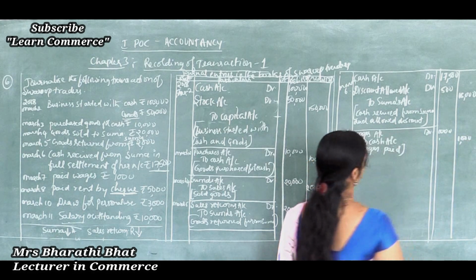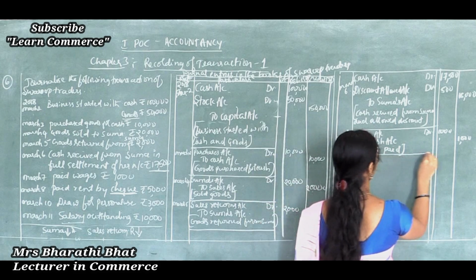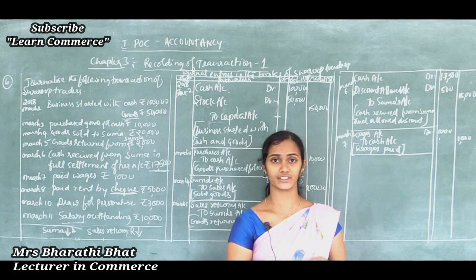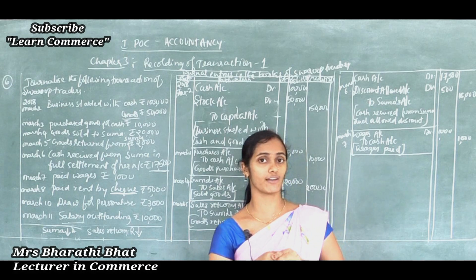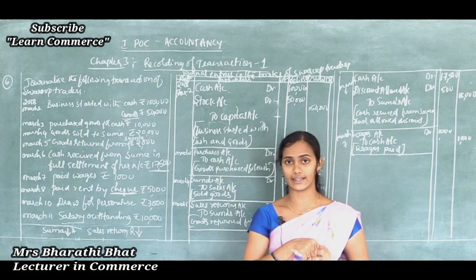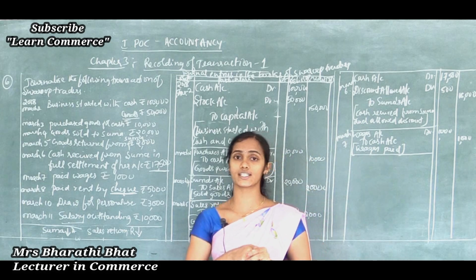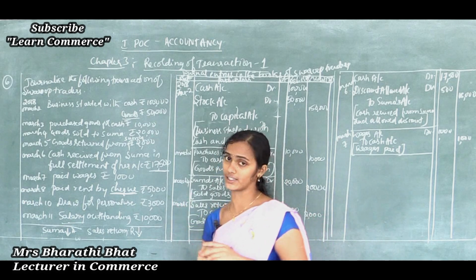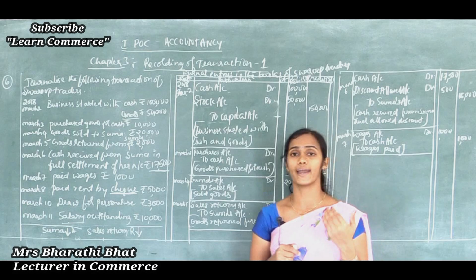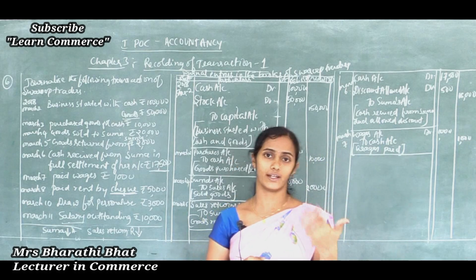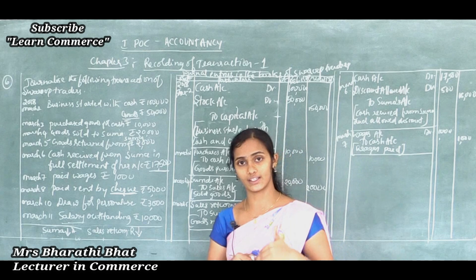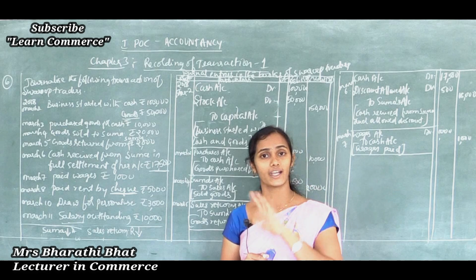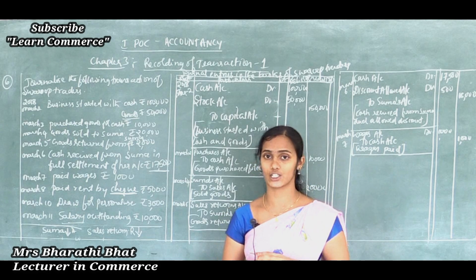And next, paid rent by check. Already I told that if a check comes in the transaction, then that transaction affects the bank account. One is rent, which is an expense, and increase in expenses is to be debited. One more account affected here is the bank. At the time of payment, bank shows reduced value, so the check is treated as bank account and is to be credited. Decrease in asset is to be credited.